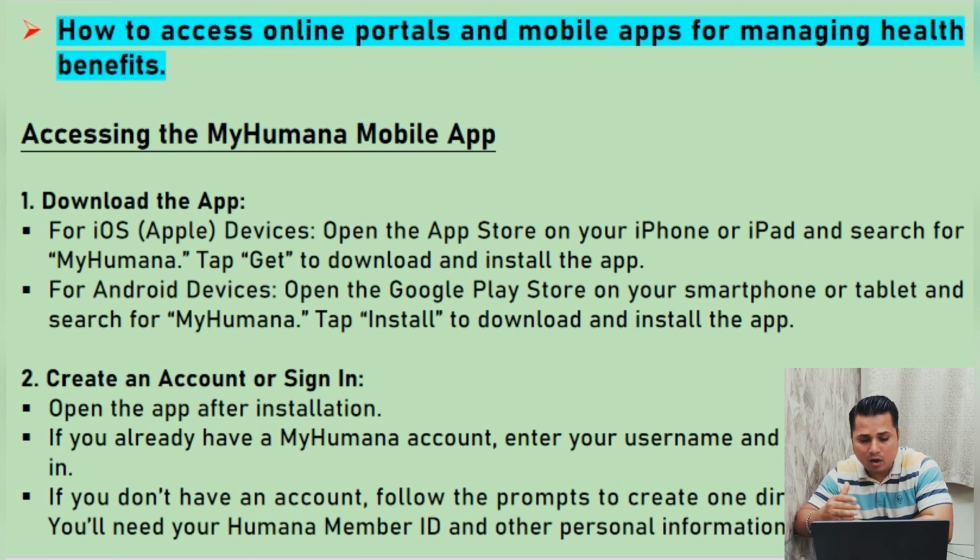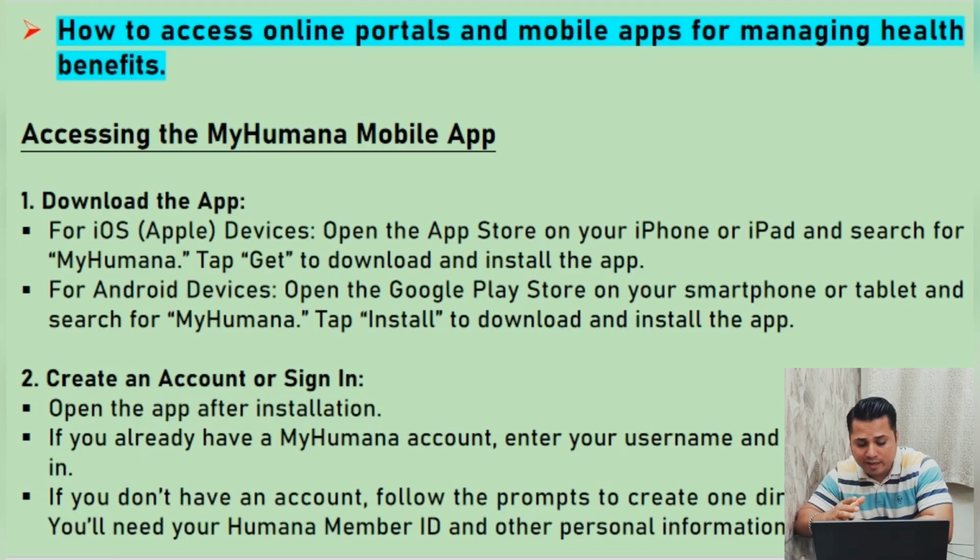Accessing the My Humana mobile app, guys. Number 1. Download the app. For iOS Apple devices, open the App Store on your iPhone or iPad and search for My Humana. Tap Get to download and install the app. For Android devices, open the Google Play Store on your smartphone or tablet and search for My Humana. Tap Install to download and install the app.